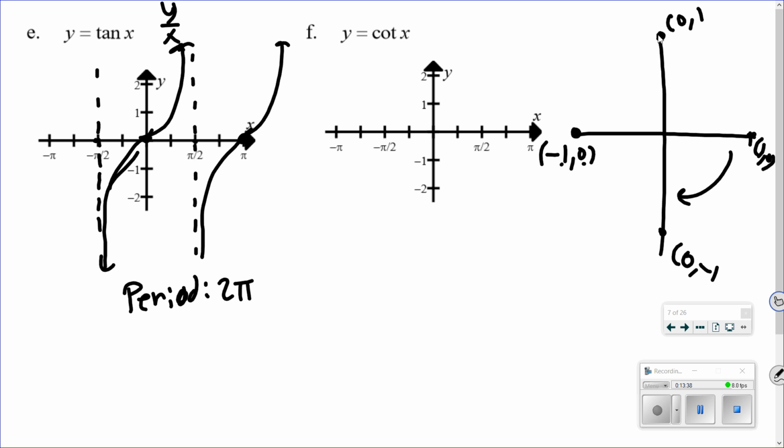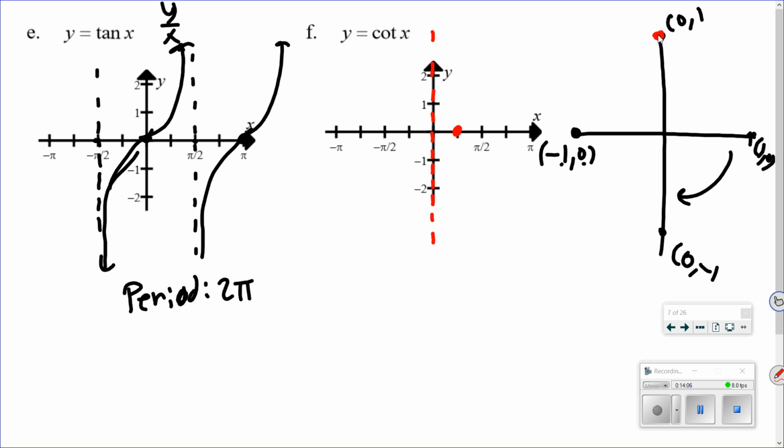Okay, let's do cotangent. Cotangent is really similar. So if I start at 0, this time it's x over y, I'd have 1 over 0. So this one has a vertical asymptote that actually goes right along the y-axis. At pi over 2 up here, if I go x over y, it'd be 0 over 1, right there.